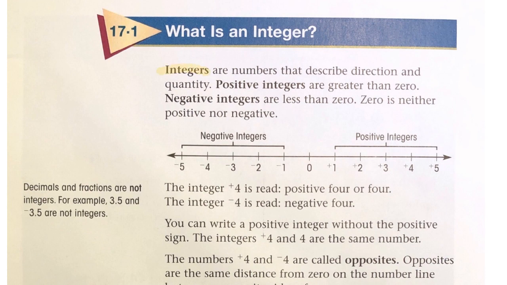Integers are numbers that describe direction and quantity. Positive integers are greater than 0. Negative integers are less than 0. 0 is neither positive nor negative.